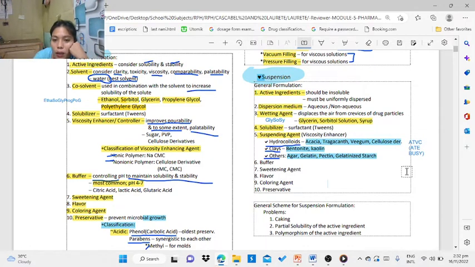So, gawa-gawa naman sa hydrocolloid: acacia, tragacanth, gum, at saka rice, bentonite, and kaolin. For others, pectin, agar, gelatin, starch. Next, the buffers.